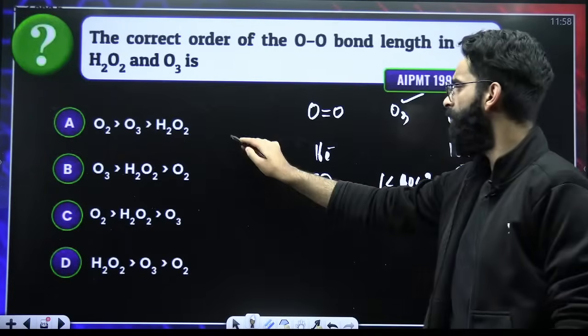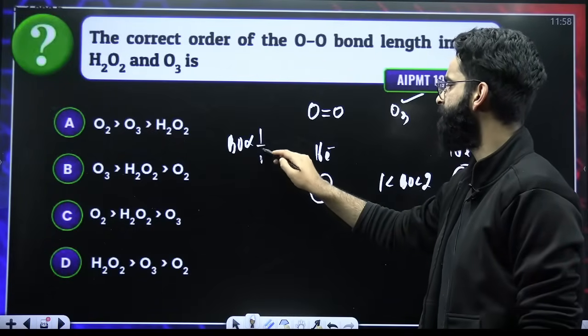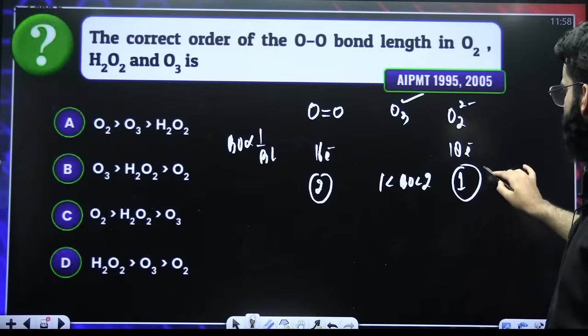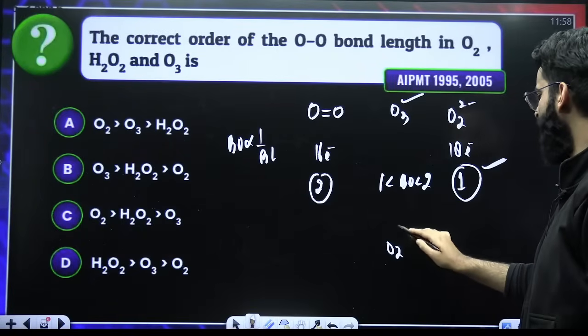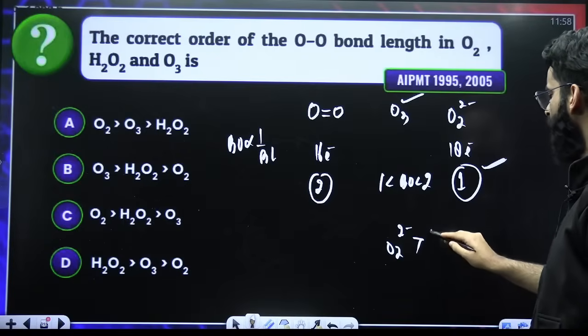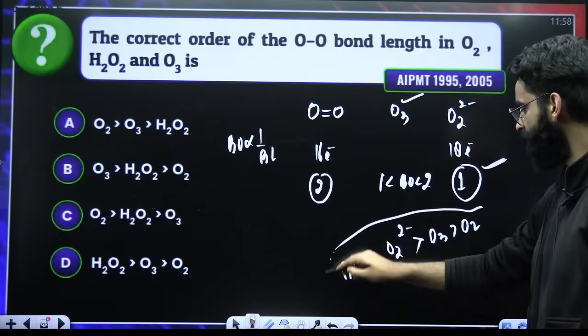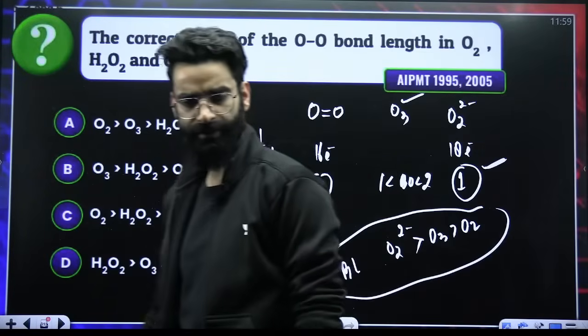Perfect. So, you know, bond order is inversely proportional to bond length. Right? So, which one has got the least bond order? This has got the least bond order, so maximum bond length. So, O2 dinegative will have maximum bond length, followed by O3, followed by O2. This is the bond length order.